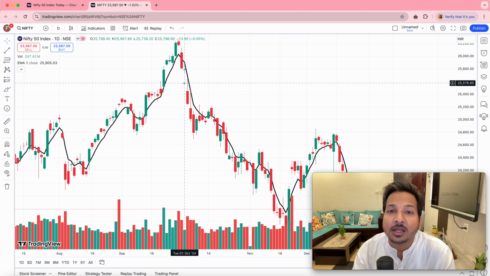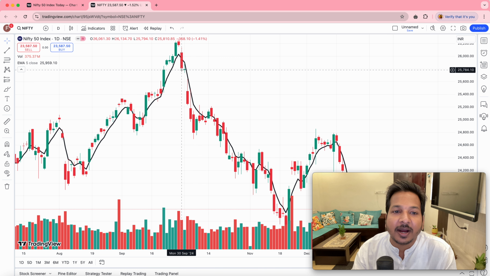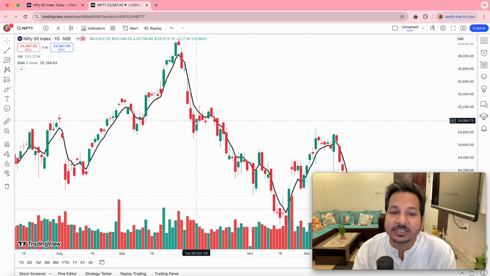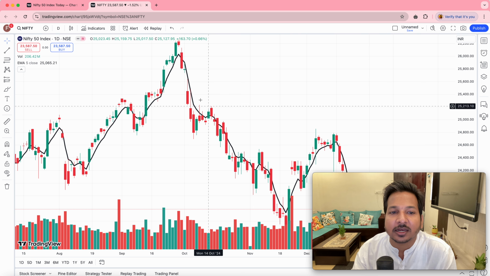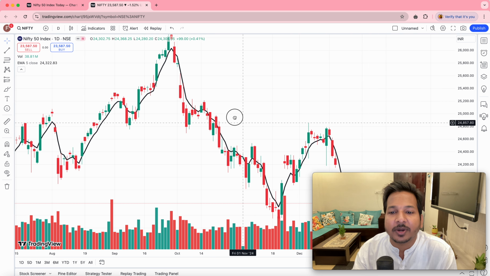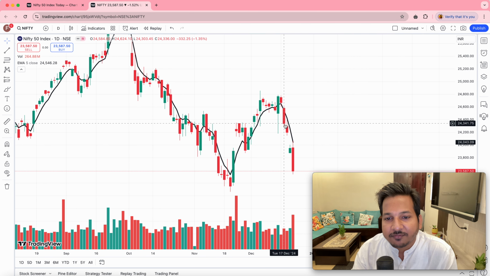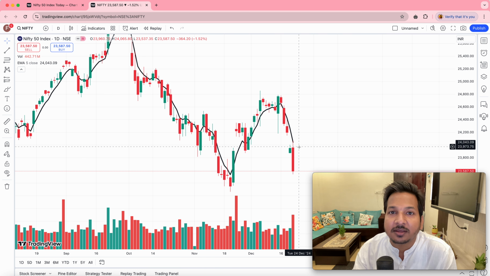Suppose you have taken an option trade, like you have bought a simple put. You can decide that you will exit when this 5 EMA line is breached, like when a day closes above the 5 EMA, at that time I will exit. So you will get an exit here, and you will ride this entire momentum. Also you see the 5 EMA line is above and the price is going below that only. So you can decide whenever the price gives a closing above 5 EMA, I will get out. I will exit my trade.